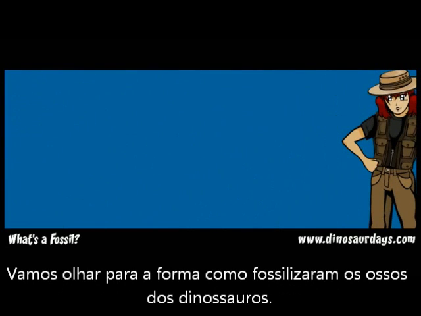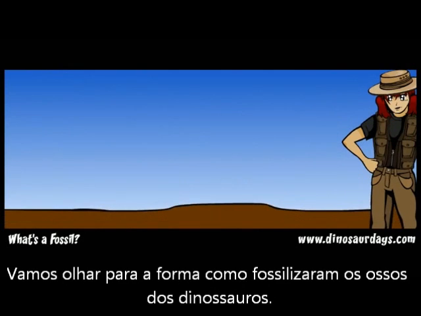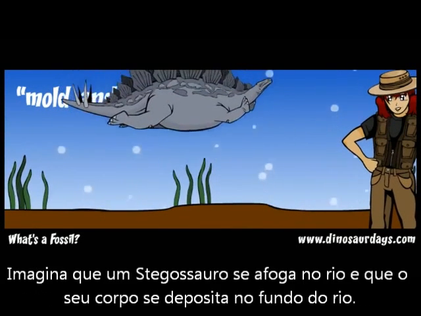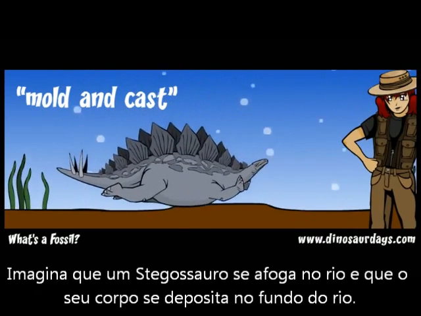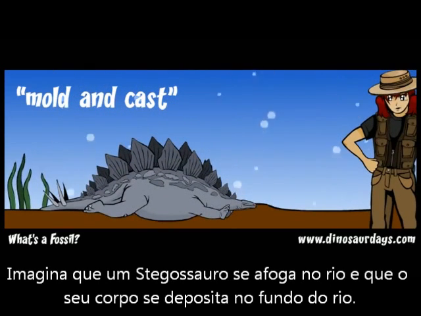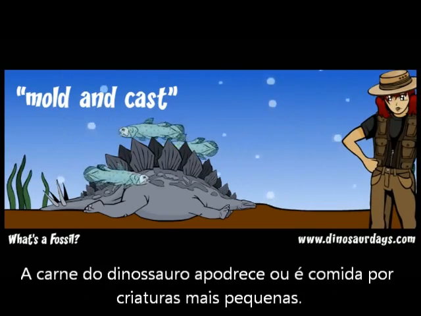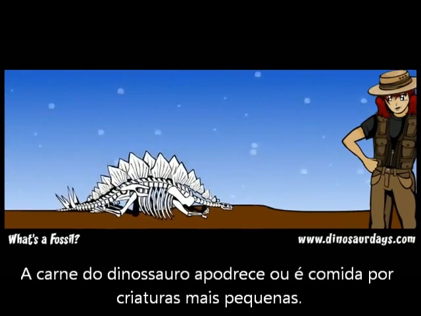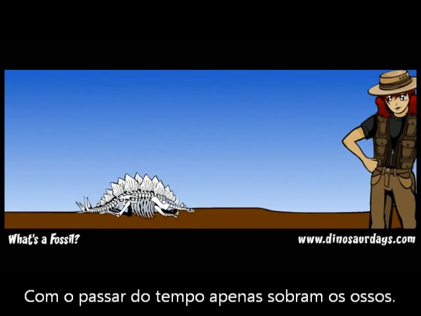Let's look at the way dinosaur bone fossils are made. Most dinosaur fossils are formed by mold and cast. Imagine a stegosaurus drowns in a river and its body sinks to the bottom of the riverbed. The flesh of the animal rots away or is eaten by smaller creatures. Eventually, only the bones are left.